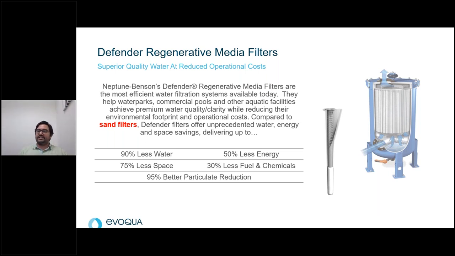If you see on the right, that is how the internal RMF filter, the Defender filter, looks like. The collection system is actually a lot of flexible tubes.